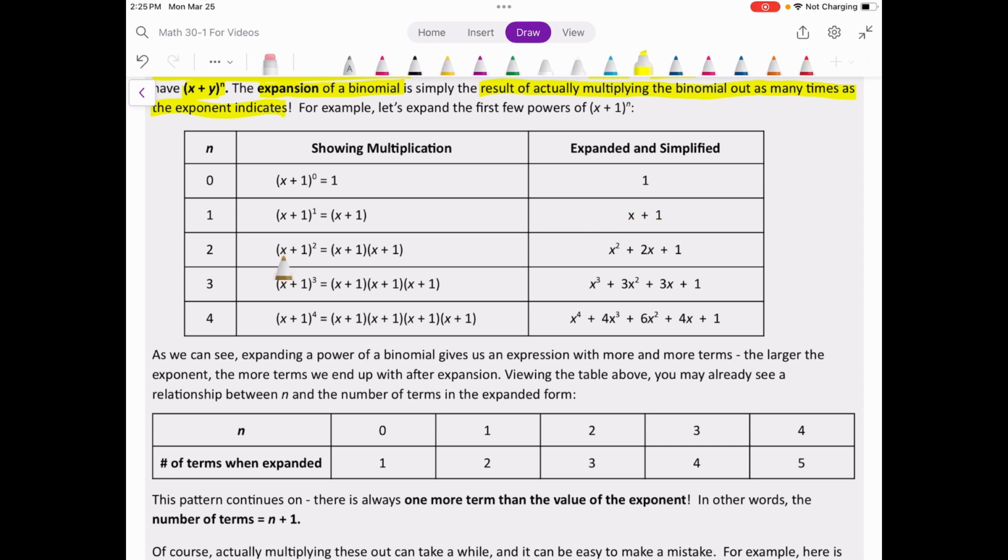Things get a little more interesting when we move past an n value of 1. x plus 1 squared, as we said, that's x plus 1 times itself.